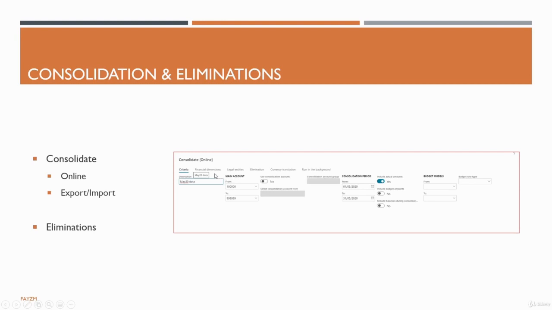Along with that, there are different tabs for financial dimensions, legal entities, and elimination as well. In the legal entities, I'll specify C01, 02 and 03 because these are the three legal entities that I'm trying to consolidate. So I'm going to specify which legal entity I need to consolidate. And elimination is a process where you're removing the intercompany transactions because these should not form part of your consolidated results. So let's jump across into the application and pick up one example and see how the consolidated results appear.